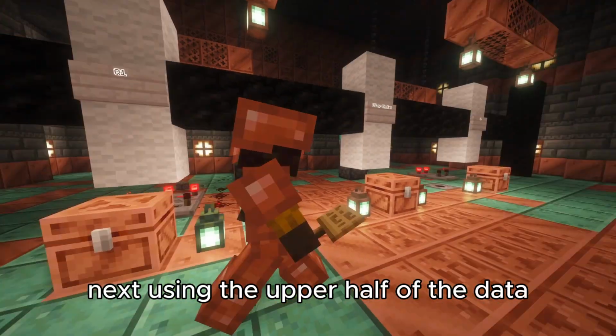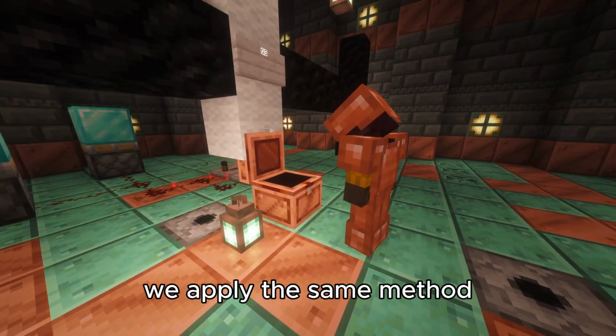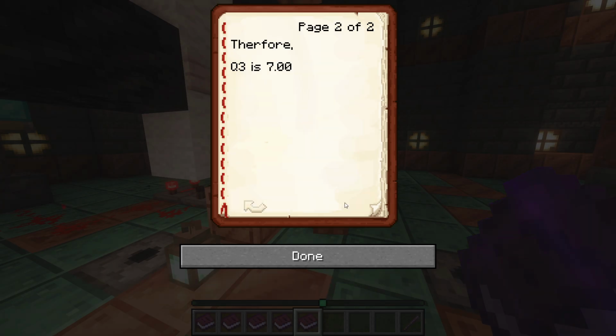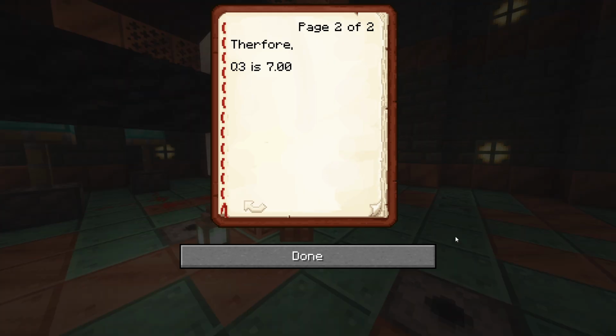Next, using the upper half of the data, we apply the same method. The value lies between 7 and 7, so the result is 7. Therefore, Q2 is 7.